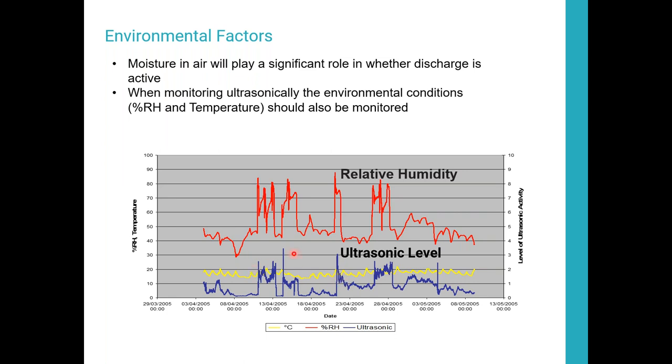An example of the environmental factors I was talking about, the humidity. This is a graph of humidity versus ultrasonic, where you can see the red traces are humidity. Every time the humidity went up at this location, the ultrasonic went from almost nothing up to 15, getting over 20 dB for your level of ultrasonic activity. Every time the humidity came down, the ultrasonic came down. So the activity levels play a lot with humidity.